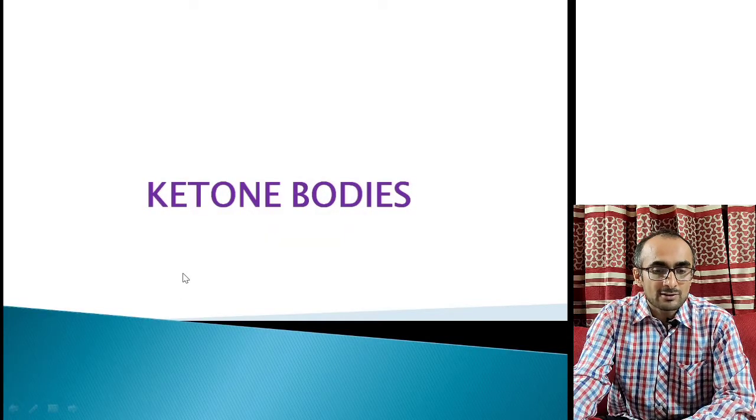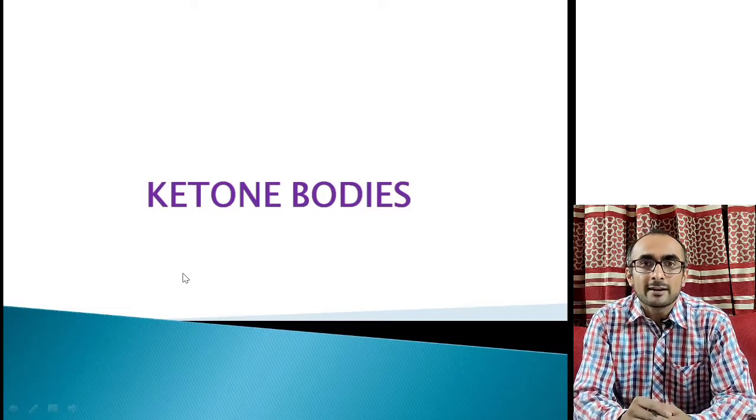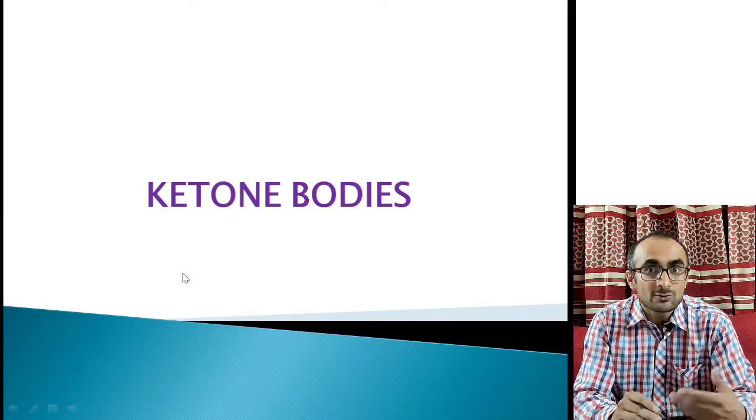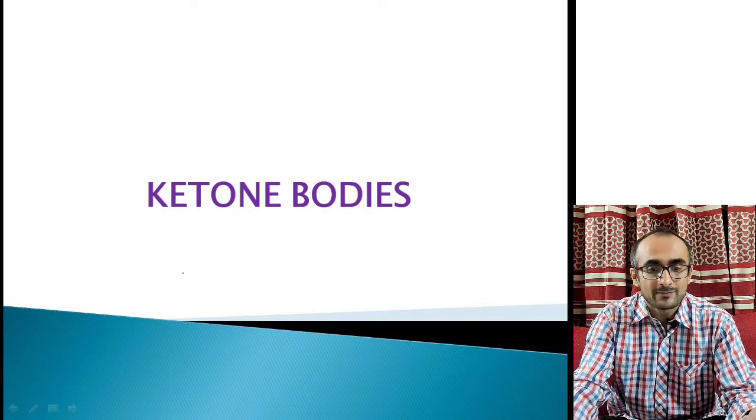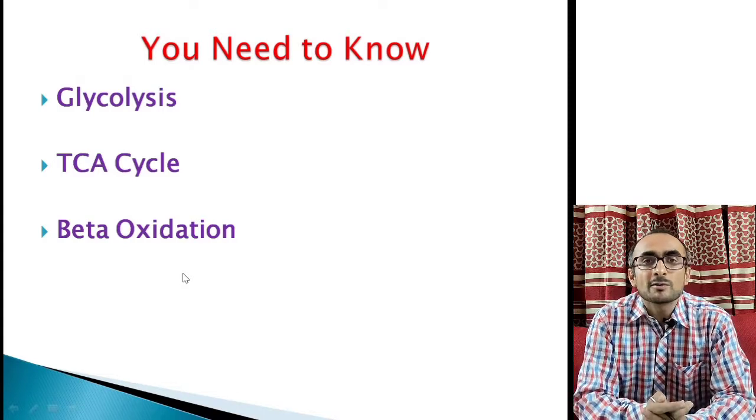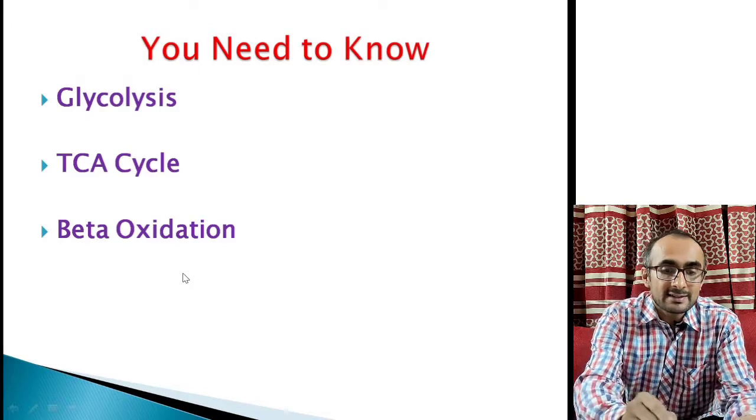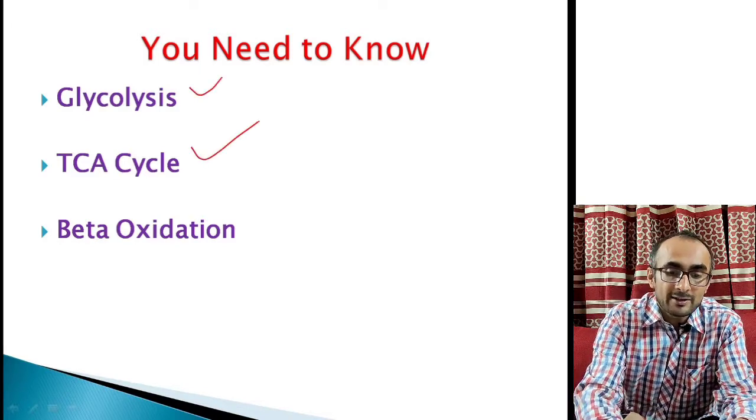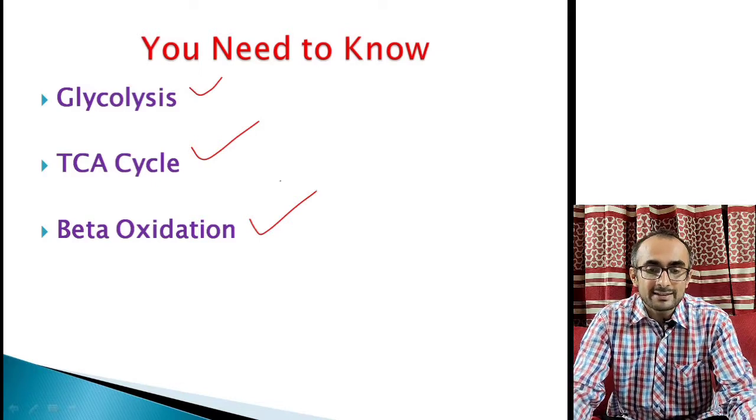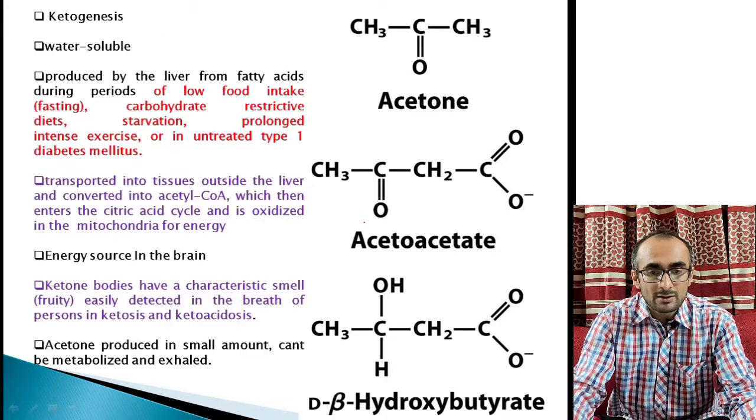And in today's lecture, we'll talk about how ketone bodies are synthesized and how their synthesis is regulated in a cell. Before that, you need to understand very well all the reactions of glycolysis, TCA cycle, and beta oxidation. If you remember them, it will be easy to understand everything about ketone bodies.